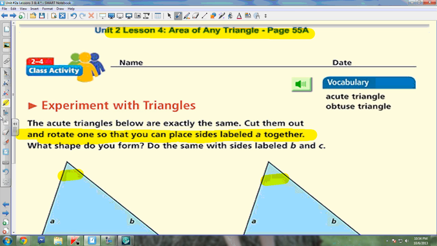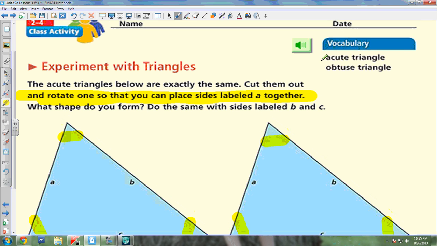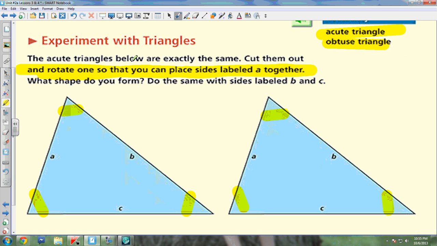All right, jumping on to lesson 4, area of any triangle. And now it has you cutting out some, but we're just going to take a look at it. Acute triangles and obtuse triangles. What you have here is an acute triangle below exactly the same. Cut them out and rotate one so that you can place side labels A together. What shape do you form? Do the same with sides labeled B and C.